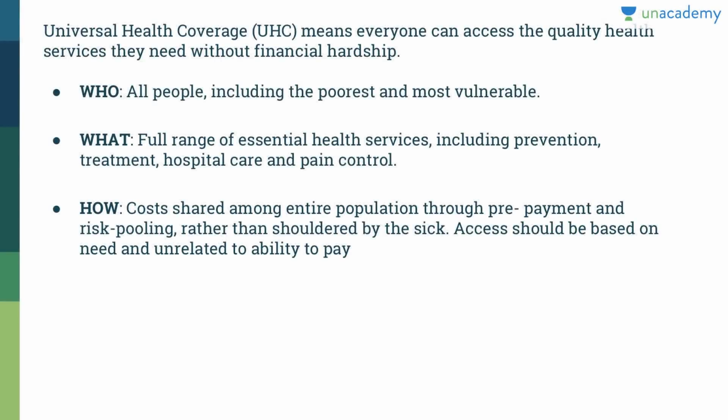Now, universal health coverage means everyone can access the quality health services they need without any financial hardship. They need not go through financial hardship. So who are the people? They especially include the poorest and the most vulnerable groups, like Antyodaya, those extremely poor people. And what is the full range of essential health services, including prevention, treatment, hospital care, pain control, etc.? And how are we going to achieve this Herculean task? The cost will be shared among the entire population through prepayment and risk pooling rather than shouldered by the sick alone. And access should be based on need and unrelated to the ability to pay.